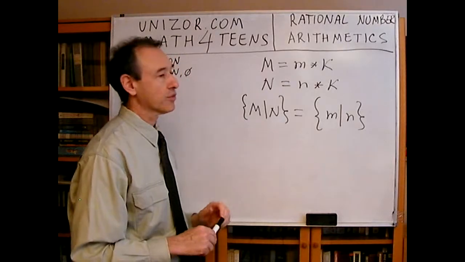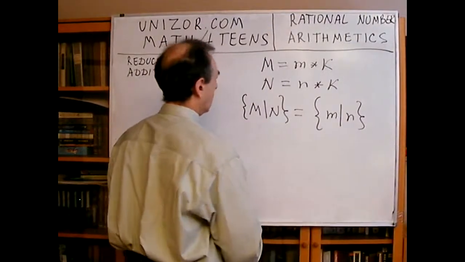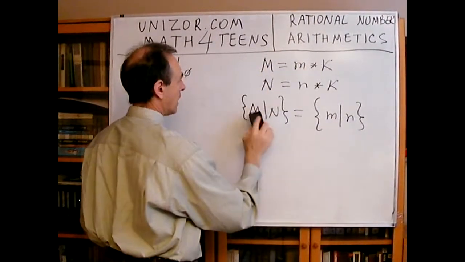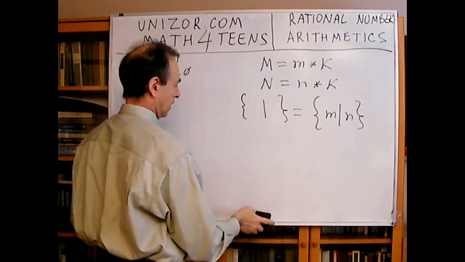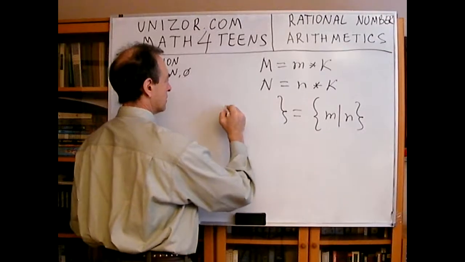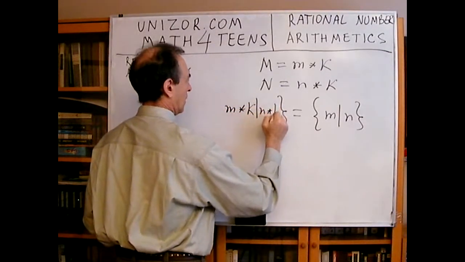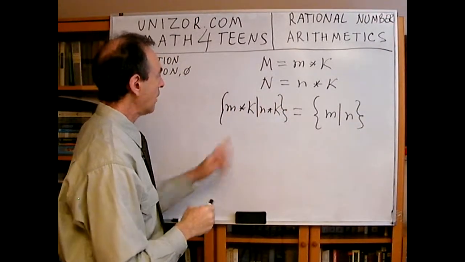So how can I prove that? Well, very easily. Since I know that capital M is lowercase m times k, I can put it here. Same for N. Actually, I have a little bit more room for this. Okay, that's what I have. So how can I prove that?